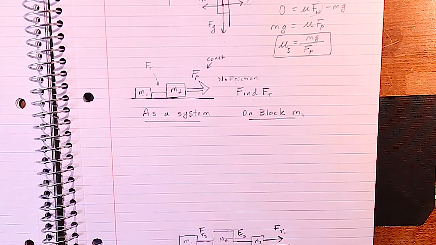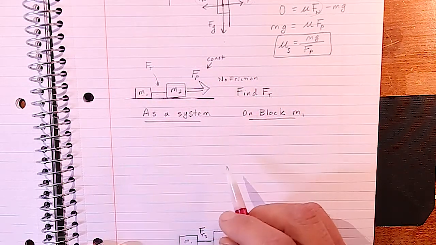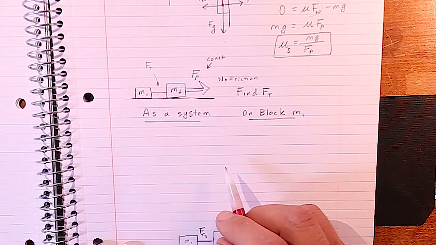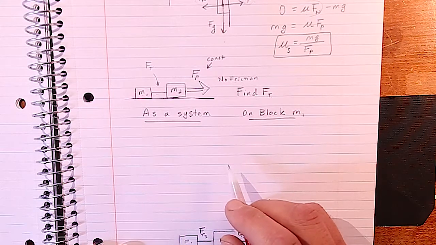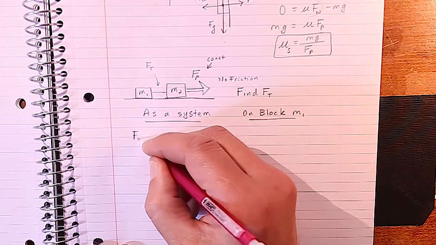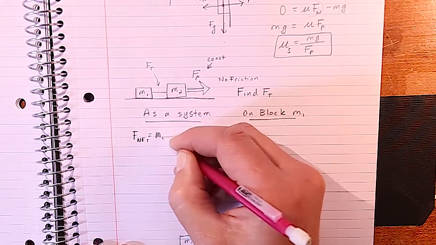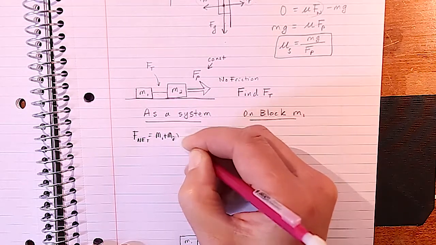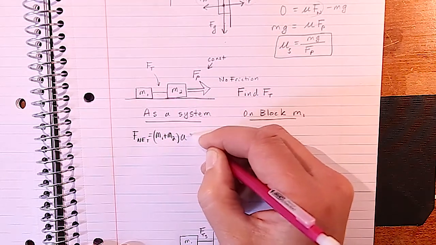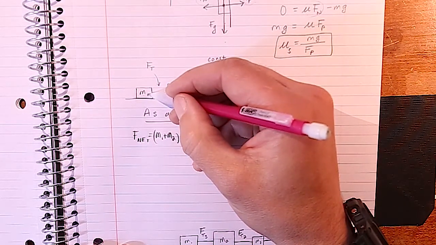So what we can do in this problem is solve it as a system. In other words, take everything at once and analyze all of the forces. So what forces do we have acting on it? Well, we're going to say that we have F net equals m1 plus m2, because it's a system, times a equals, and what forces are acting on m1?